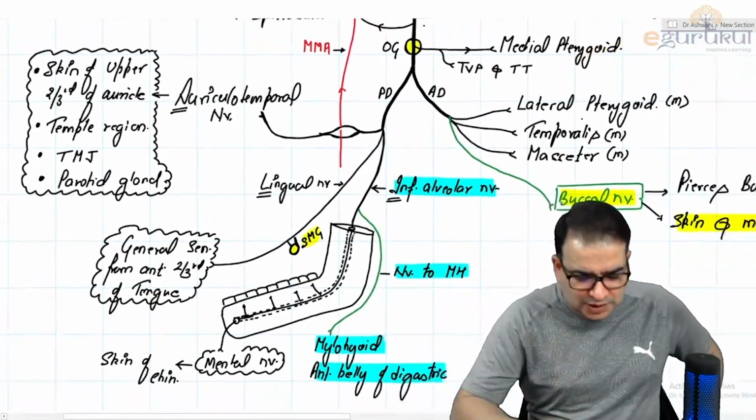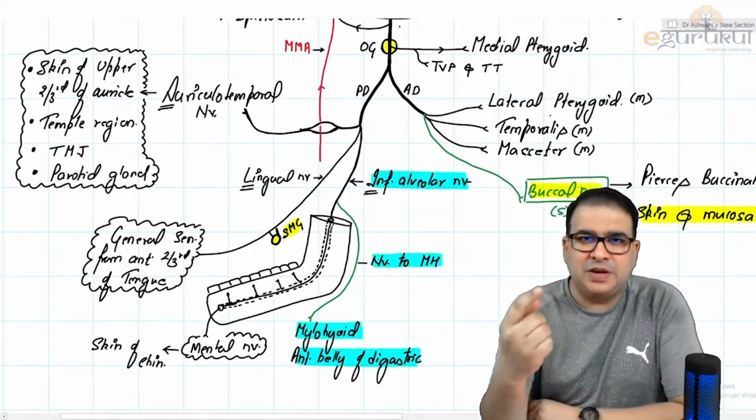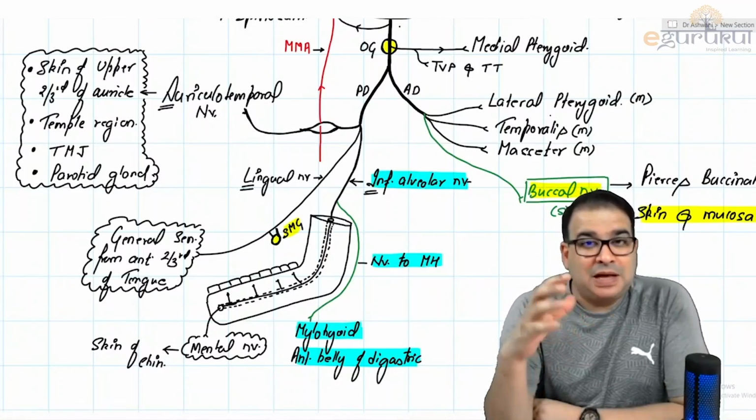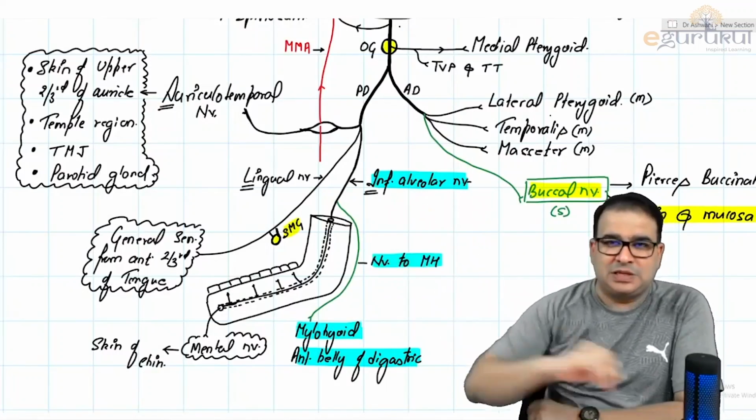Did you notice one thing? We say the mandibular nerve is a nerve of the first pharyngeal arch. You say that, right? Nerve of the first pharyngeal arch is the mandibular nerve, and that means it must be supplying the muscles of mastication. Fine, it is supplying the muscles of mastication.